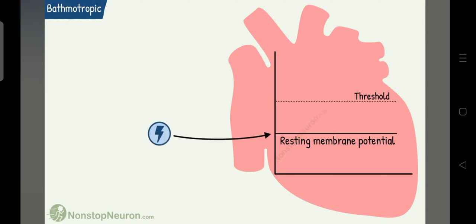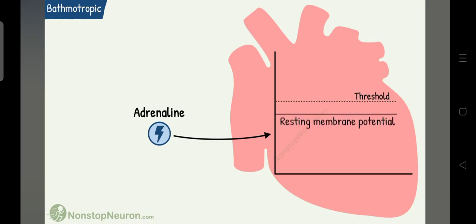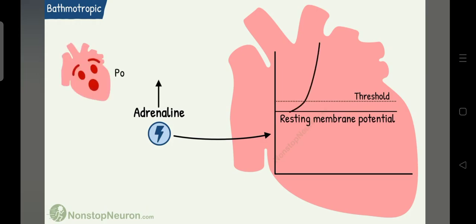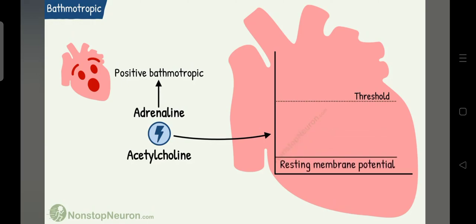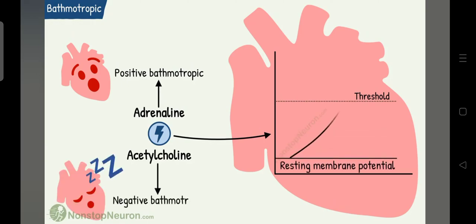The bathmotropic effects are produced by altering resting membrane potential. For example, adrenaline brings the resting membrane potential close to the threshold. This makes the cell easily excitable, or in other words, adrenaline produces positive bathmotropic action. On the other hand, acetylcholine produces the opposite effect. So it has negative bathmotropic action. So these were all the actions on the heart.